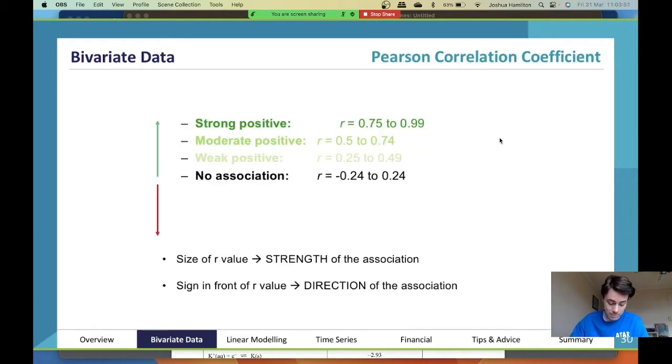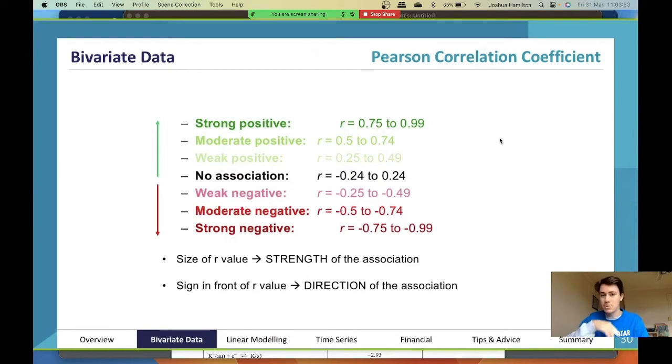As you can see here, we have a nice little table that I would recommend having in your summary book. Sorry, I keep saying data booklet, I mean summary book. You need to have something like this in your summary book. Why is that? Because as you can see here, it just tells you how to describe the number.